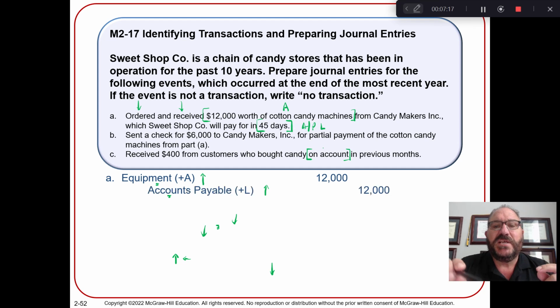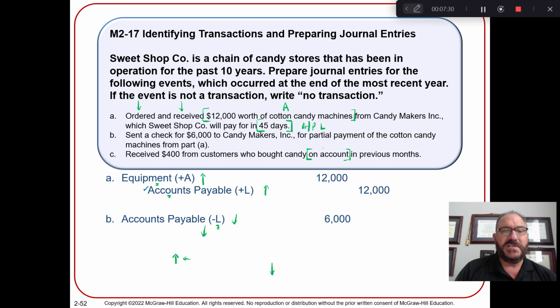Now they sent the check to candy makers where they got the machines for partial payment. Okay. So what's going to happen? They're going to lower that accounts payable. So to lower this guy right here, they're going to have to debit it, right? So there's the debit right there by $6,000, right? That'll mean they only owe $6,000 left, right? And then they paid with cash, so you're going to lower your cash and asset by $6,000.